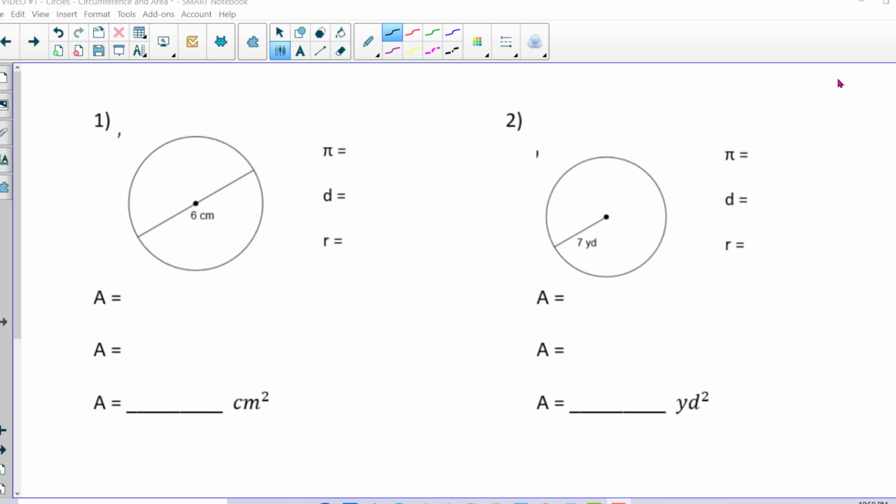Now it's your turn to try. So remember, the first thing you want to do is write in your formula for the area of a circle. There's only one, so write that in first. Then I want you to identify your parts. Write in the value for pi, the diameter, the radius. Then fill that into your formula. Use your calculator to solve it to get your answer. Do that for both of these examples. So pause the video, answer these 2 questions on your paper, and then come back and do the pop-up questions.